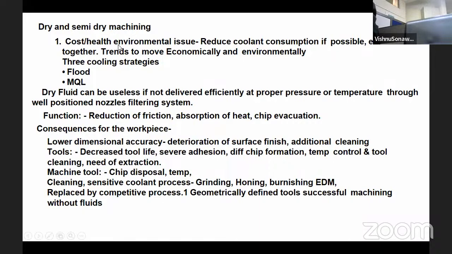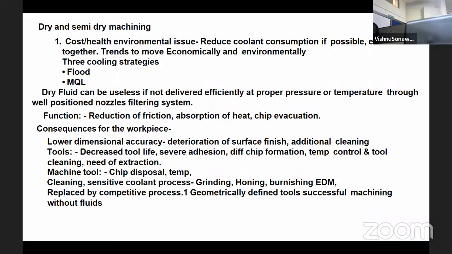What is the meaning of dry machining and semi-dry machining? We have eliminated the use of oil, coolants and lubricants. There are mainly three types of strategies and categories. We can supply the fluid type, that is oil, into the machining; second, the minimum quantity lubrication; and third, dry machining.